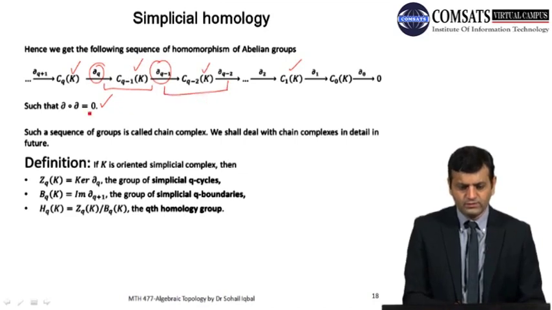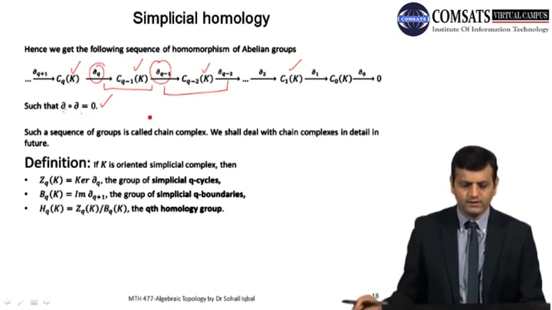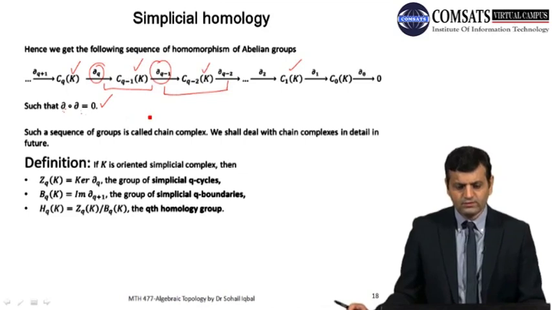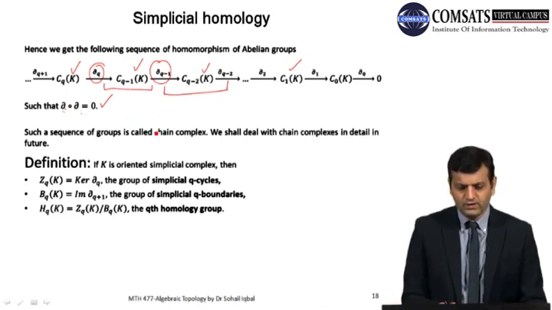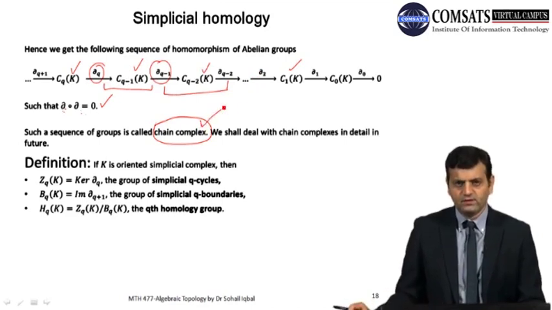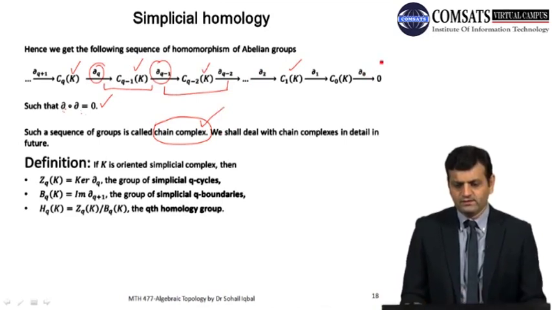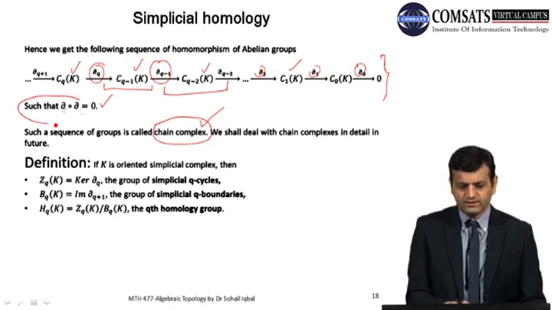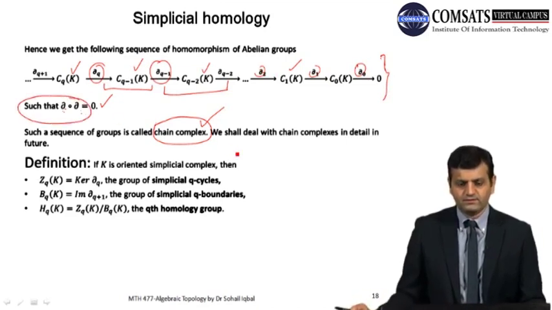Okay, so on, there is no subscript over here, so it means that the composition of any two consecutive boundary maps is 0. Such a sequence of groups is called a chain complex. So we are just taking it as an example of a chain complex. We will study these chain complexes in detail in our future discussions. At the moment we can just consider that this sequence of free abelian groups, with these boundary maps and this condition, is a chain complex.